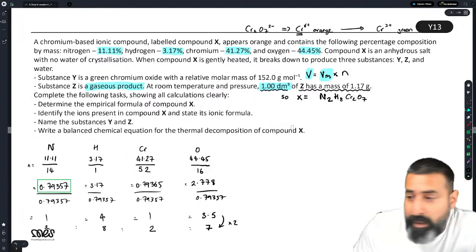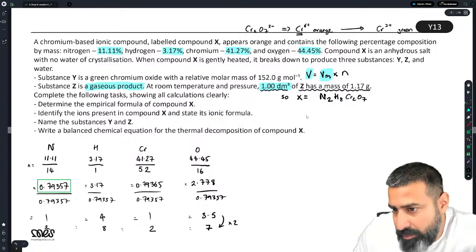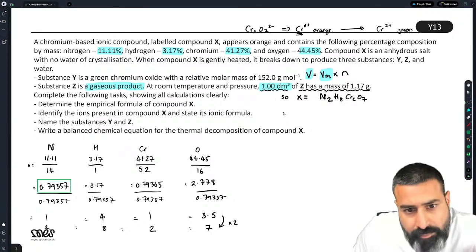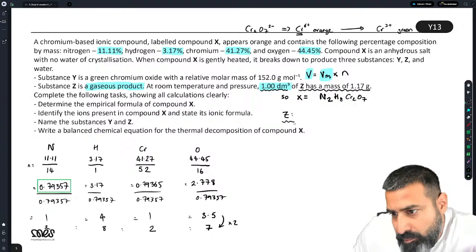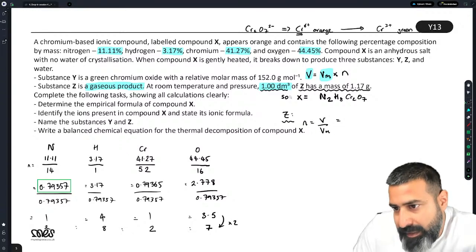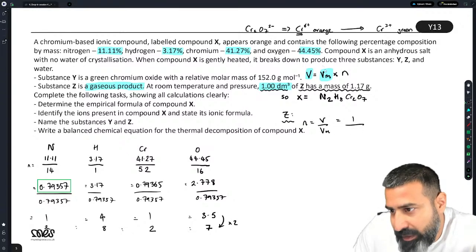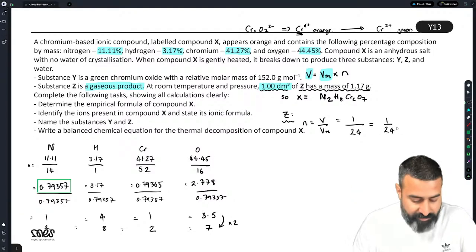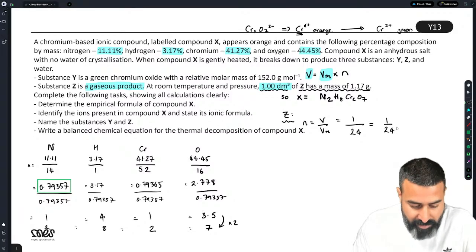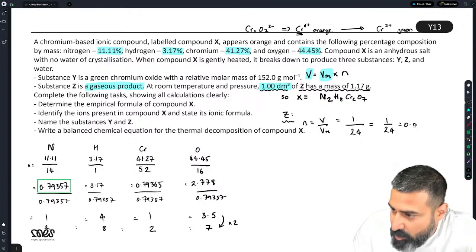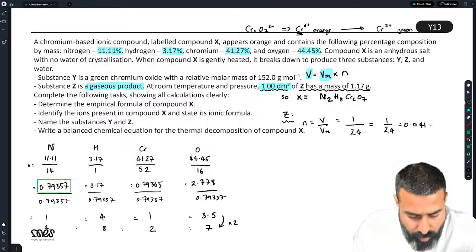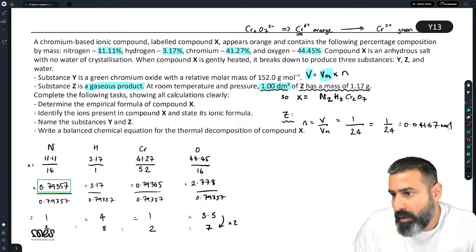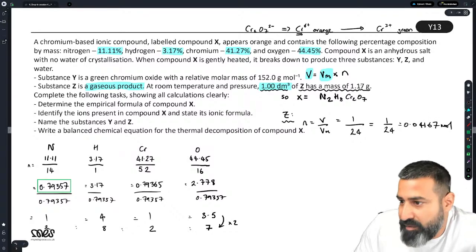Okay. Yeah, so that's what I'm thinking. So to get the number of moles, I'm going to do V over Vm. V is given to me, which is 1, and the molar gas volume, which is a constant, is 24. So the number of moles is 1 over 24. We're going to leave it as a fraction. In fact, no, I'm not, because it annoys me. So it's 0.04167 mole.